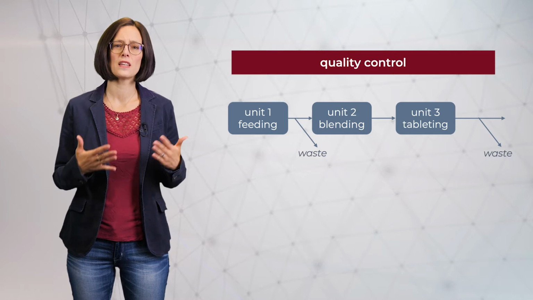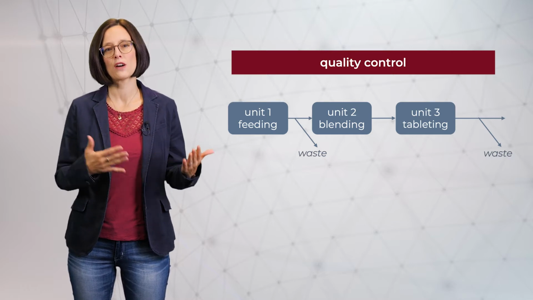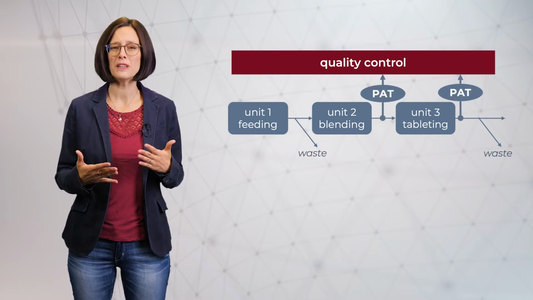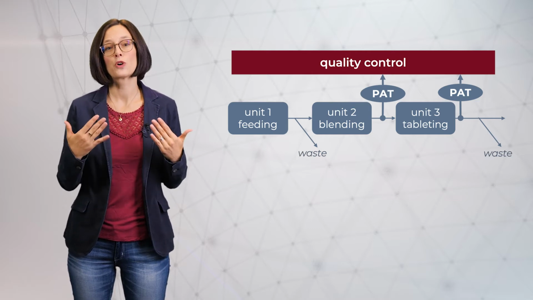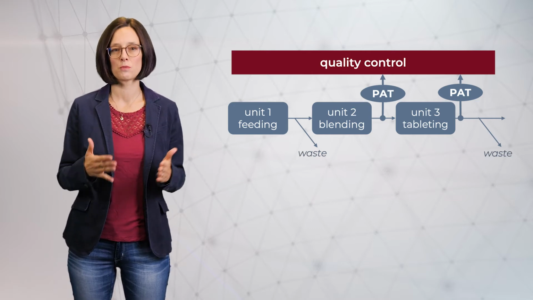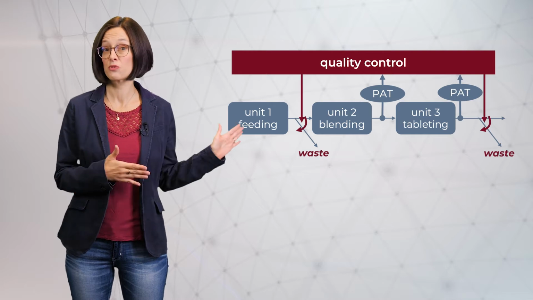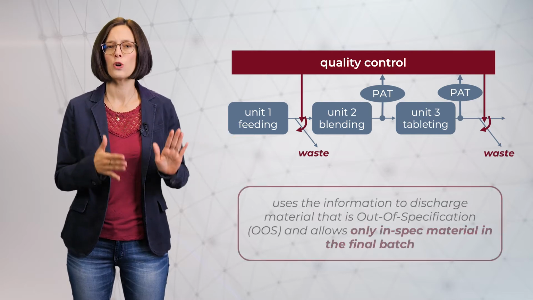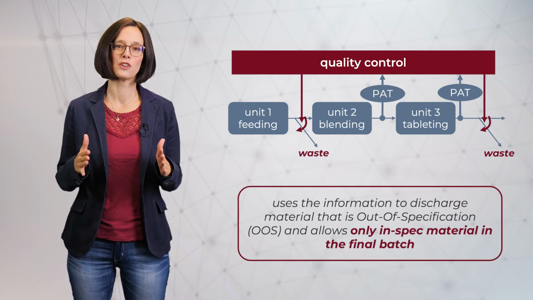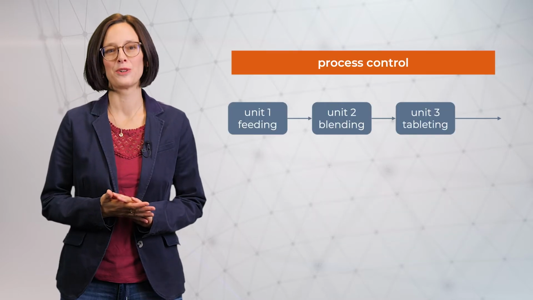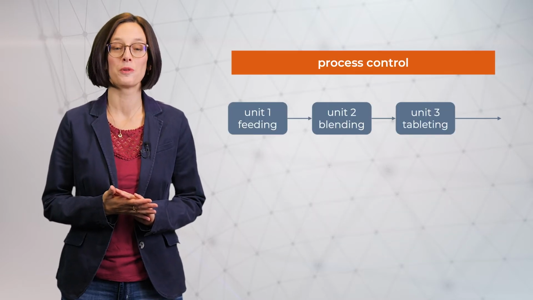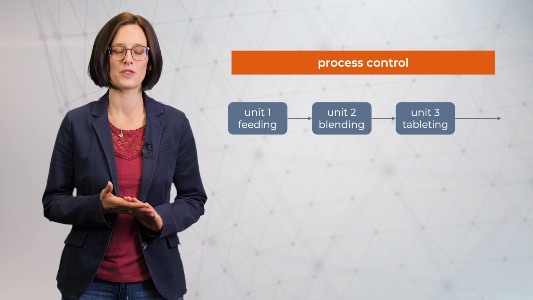Quality control is equivalent to checking the batch after production. The availability of real-time information on the materials allows for identifying out-of-specification material, which can then be discarded from the process. Therefore, only in-specification material will ultimately form the final product. Next to this quality control aspect, also process control methods can be applied to continuous processes.